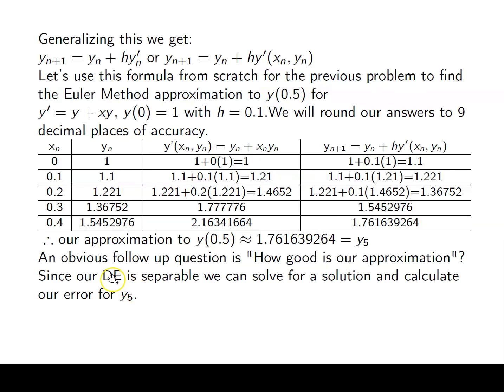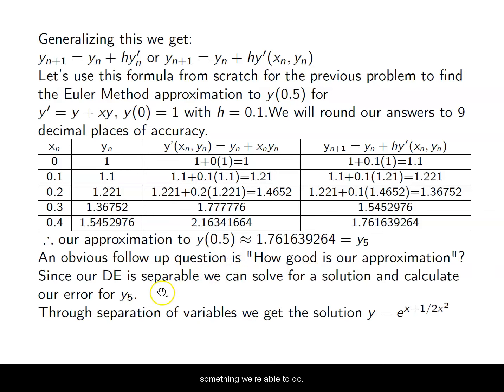So since our DE is separable, we can actually find the actual solution like I said before, and we can calculate our error for y5. Now if this was a numerical methods course and we had an equation that we actually couldn't find the solution for, there are ways to approximate how much error we have. We would actually find an upper and a lower bound for the amount of error we've accumulated, right? So we could say, okay, this approximation is good within this tolerance, right? It's within these many decimal places of accuracy, right? So that's for a much higher level course, obviously, but that is something we're able to do, okay?